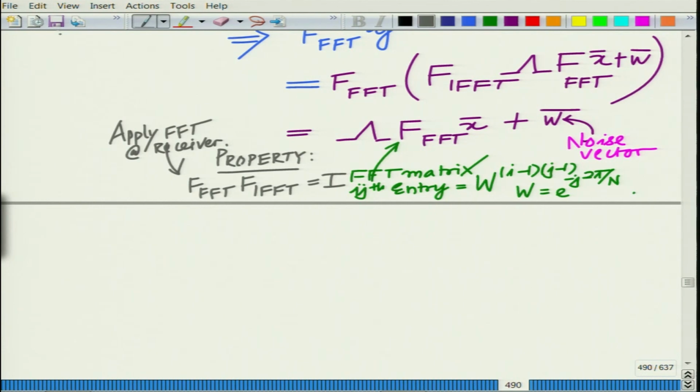That is, applying the FFT at the receiver is nothing but processing with the FFT matrix. That is, the FFT operation can be represented as multiplying with this FFT matrix, whose ijth entry is w raised to the power (i minus 1) times (j minus 1), where w is e raised to j 2 pi over N, and N is the number of subcarriers. Please understand each and every step and each and every quantity involved thoroughly. If you understand it, it is very simple to follow.